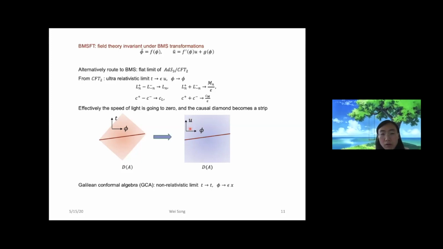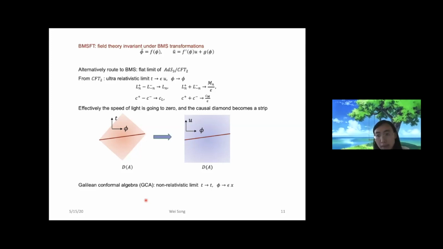Interestingly, there is an opposite limit. You can keep the T coordinate, but rescale the phi coordinate. And then you get a non-relativistic limit. In that case, the algebra is the Galilean conformal algebra, which is exactly the same as this BMS algebra, but they only agree at the level of the algebra, while the causal structure and lots of quantum structures are different.